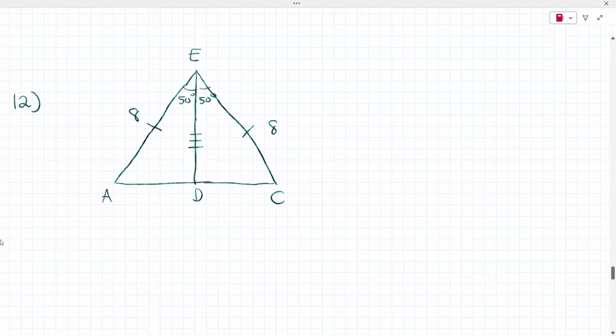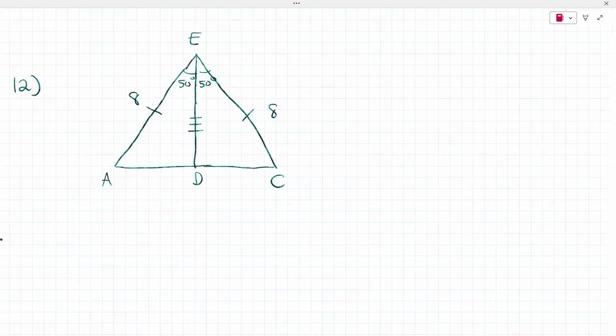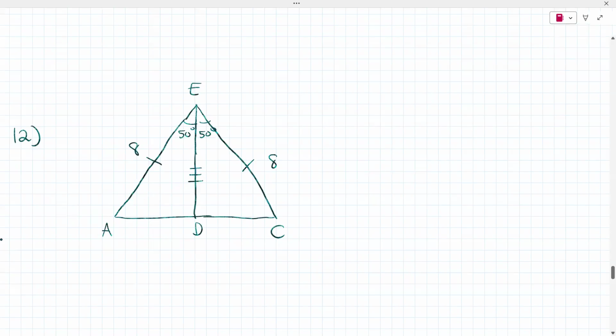Okay, 12. Are these two triangles congruent by either SSS or SAS? I don't think it's SSS because there's no third check mark. You have one check mark and then this reflexive property. You only have two side lengths, no third side.